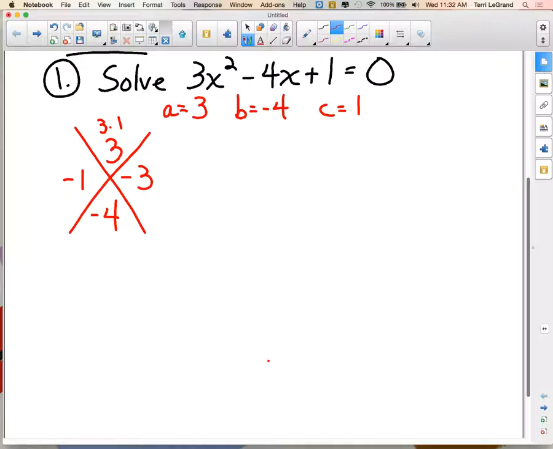-1, -3. Now, if A was equal to 1, we would say, I already know what the factors are. They'd be x minus 1, x minus 3. But A is not equal to 1, so we don't get to go to that step. What do these numbers do instead?